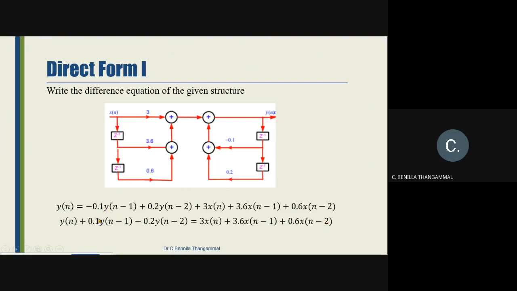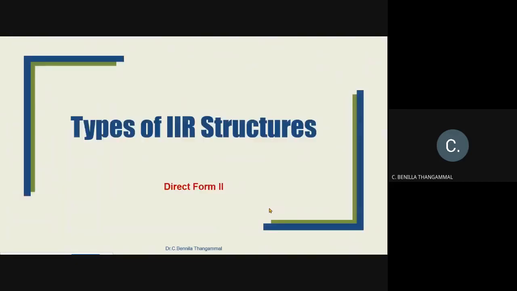So just bring the outputs to one side and inputs to the other side. So this is how we can write the equations by seeing the structures directly in direct form 1. So next is types of IIR filters. We are going to see direct form 2.